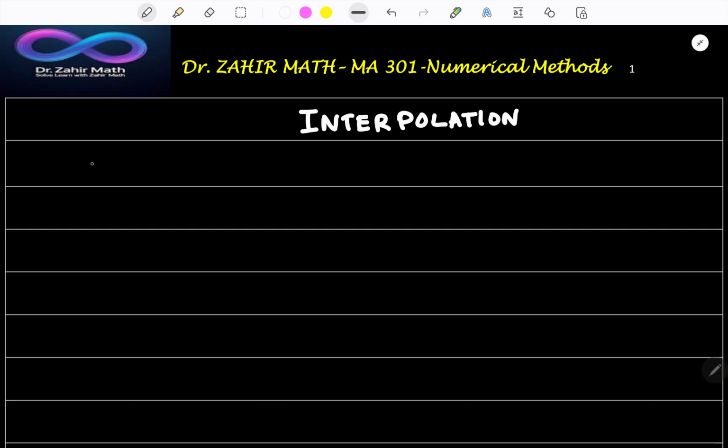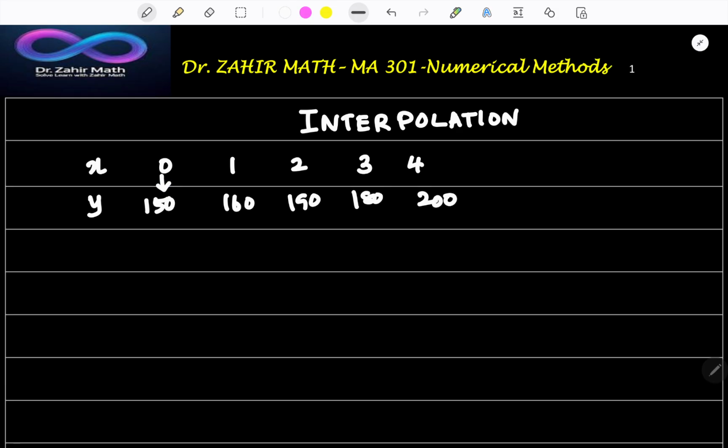Let me tell you one thing. For example, suppose x is there, y is there. The x values are 0, 1, 2, 3, 4, 5, and the y values are, for example, 150, 160, 190, 180 and 200. Suppose it is very clear, right? For x equal to 0, you're getting the answer 150, and for x equal to 1, you're getting 160. And so on. For x equal to 2, you're getting 190.